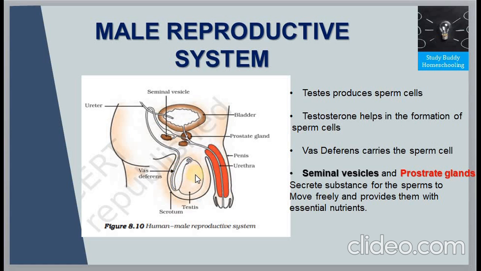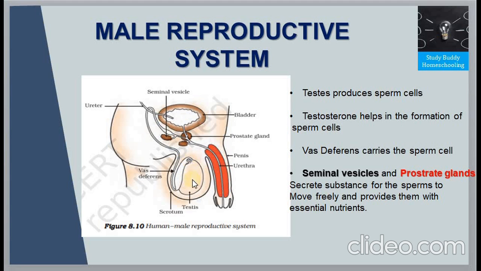So this testis is connected to epididymis, and epididymis is connected to a long muscular tube known as vas deferens. So this vas deferens is connected to a tube from the urinary bladder. So this vas deferens and tube from urinary bladder are connected through urethra. So these are internally. So now let's see how exactly the sperms are formed and how they are carried out.